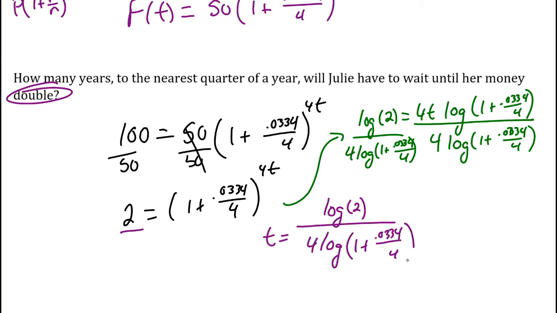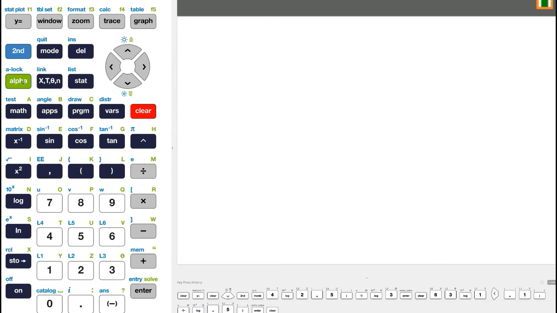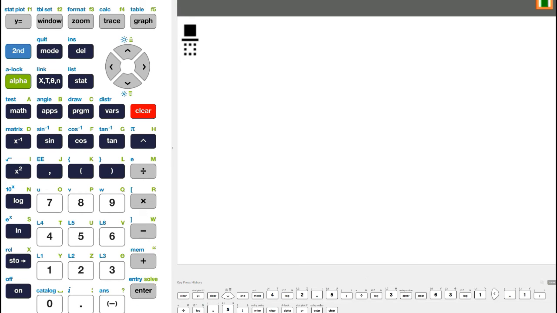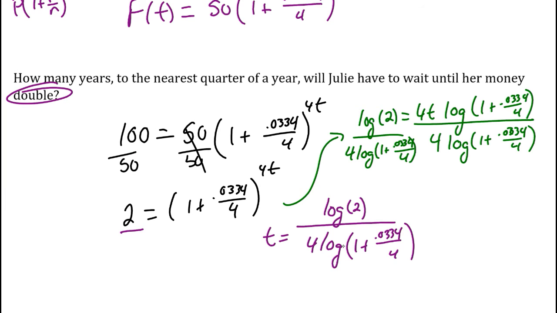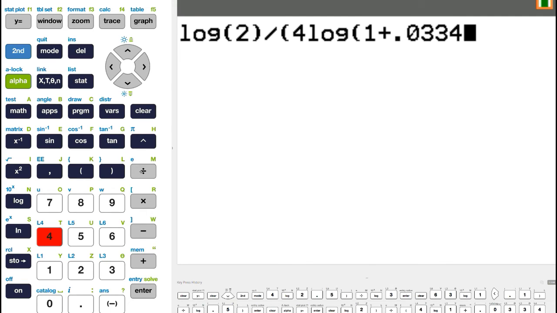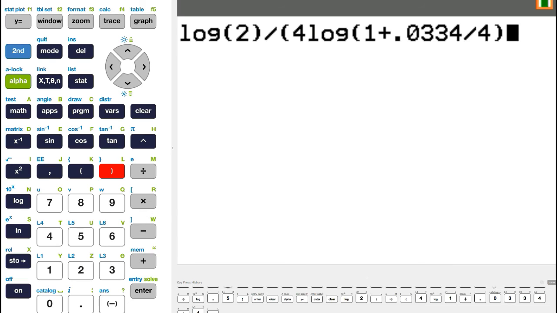So when you have to type this into your calculator, you have to be extremely careful. If you have a TI-84, use the fraction button, alpha y equals, enter. That's very easy, you type it in. If you have a TI-83, log 2 divided by, I want all of that to be in the denominator, so I'm going to open up a set of parentheses. 4 log of 1 plus 0.0334 divided by 4. Two parentheses there. Close the log, close the denominator.